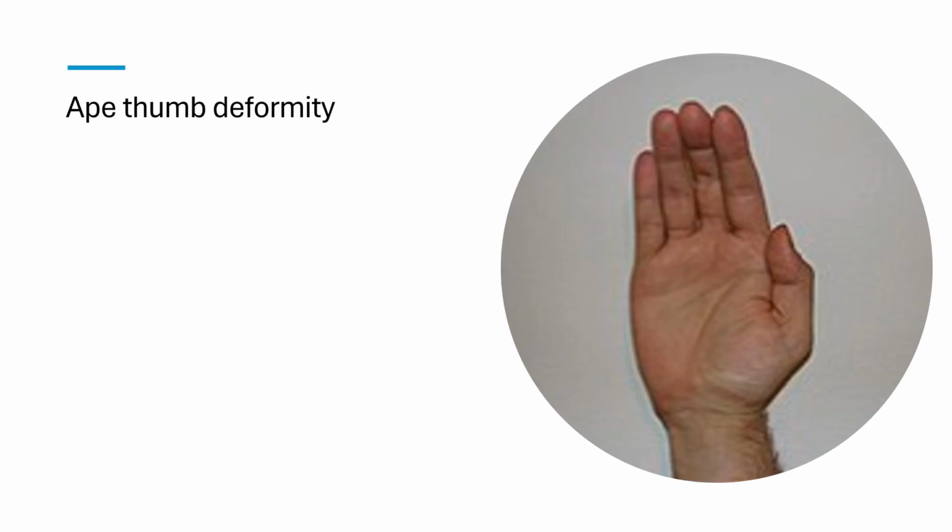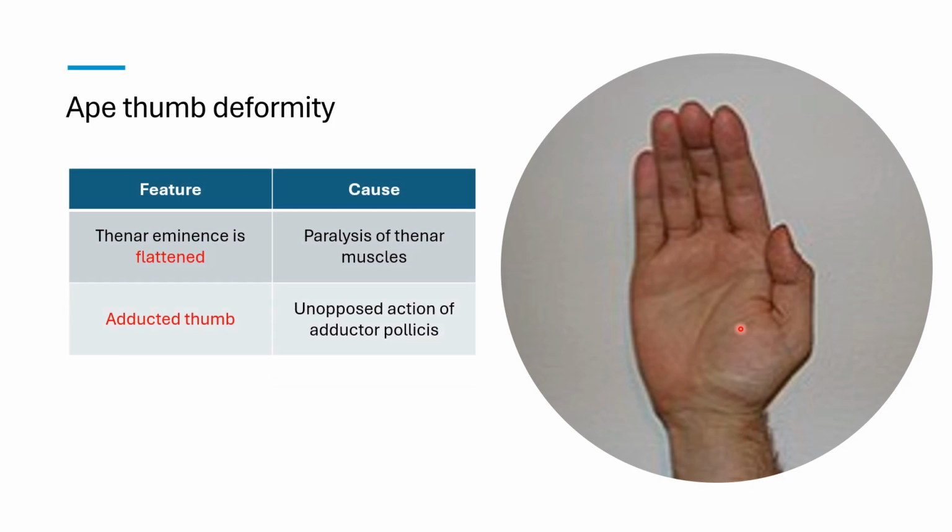The other type of deformity we see is the ape thumb deformity. Here the thenar eminence is flattened because of the paralysis of thenar muscles, which are supplied by the recurrent branch, which is given by the lateral division of the median nerve. And the thumb is adducted, and this is because of the unopposed action of adductor pollicis, which is supplied by the ulnar nerve.